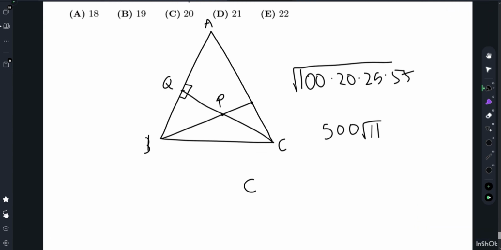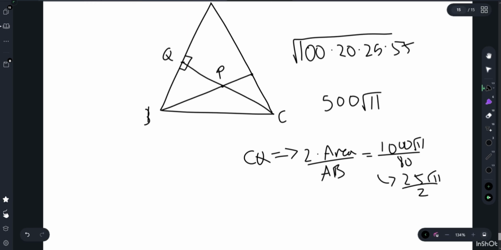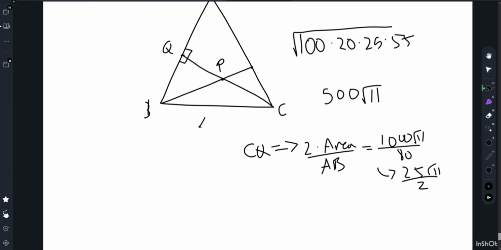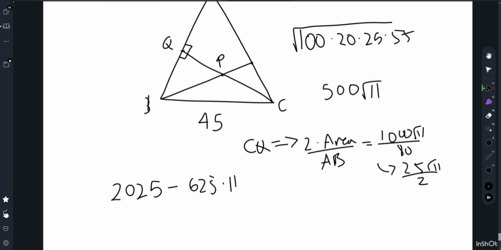So this means that CQ is equal to 2 times area over AB. So that means it's equal to 1000 root 11 over 80, or 25 root 11 over 2. So now we can use the angle bisector theorem, but before we use that, let's do the Pythagorean theorem to find BQ. So Pythagorean theorem on BQC, we have 45 squared, which is 2025, minus 625 times 11 over 4.